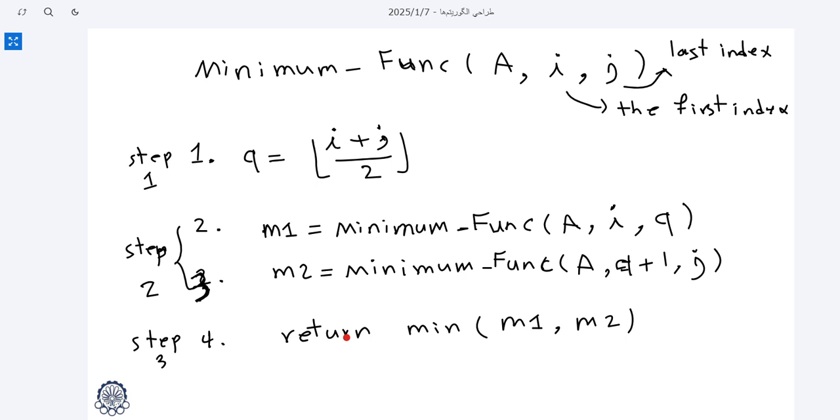Okay. Any question? This example shows how we design an algorithm for a problem. For example, here, the problem of finding the minimum of n numbers. This example shows how we can use this method for designing algorithms for problems.